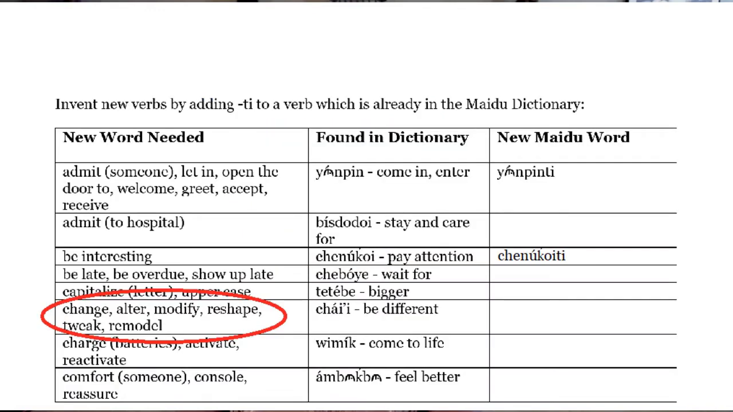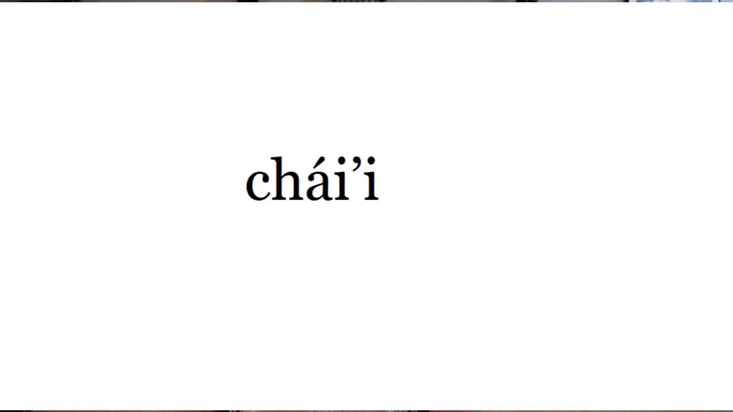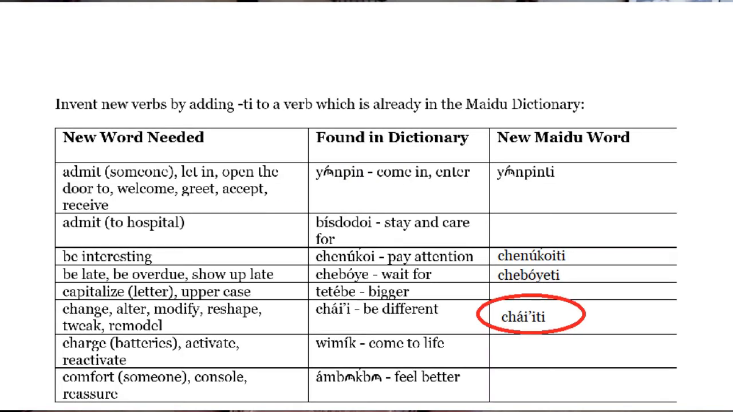Now let's go down a couple more rows. What if you wanted to say you are changing or modifying something? We have a word chai, be different. What if you add the T infix to the end of this word? What happens? Chai T, make something different. That means change it. So you will write chai T in the new Maidu word column.